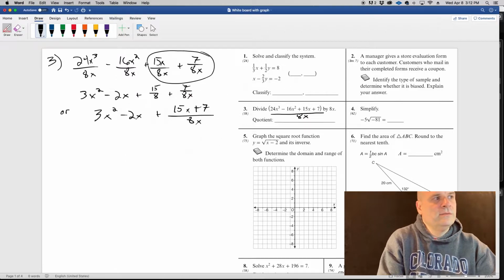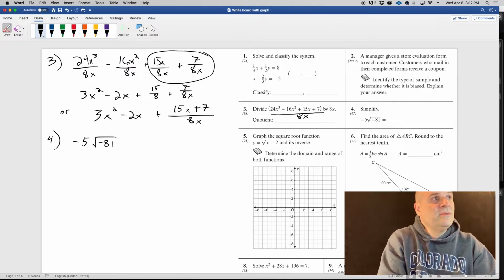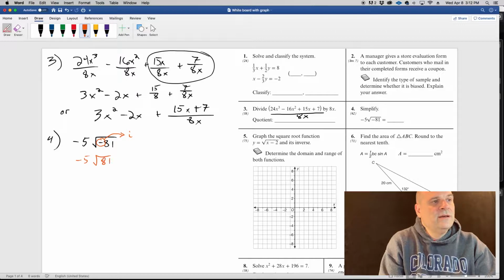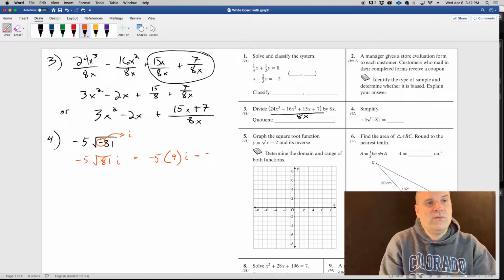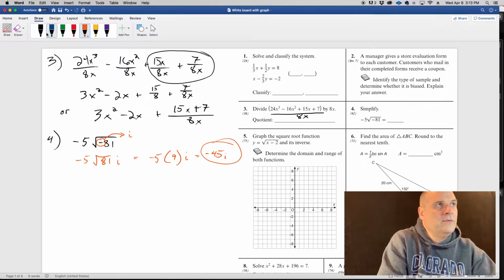All right, number 4. We're going to simplify this radical expression here. Remember, when you have a square root of a negative number, you're just going to pull that negative sign out and make it an i, okay? So this is negative square root of 81i. What's the square root of 81? Just 9. So now you're left with negative 5 times 9, which is negative 45i. Good? All right, number 5.